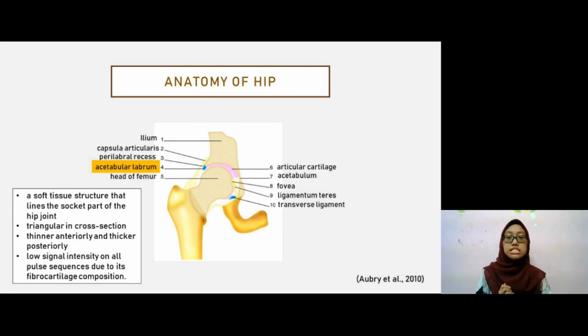As we can see, the acetabulolabrum. Acetabulolabrum is a soft tissue structure that lines the socket part of the hip joint. It is triangular in cross-section, thinner anteriorly and thicker posteriorly. It has low signal intensity on all pulse sequences due to the fibrocartilage composition. So, as we can see here, this is the acetabulolabrum.